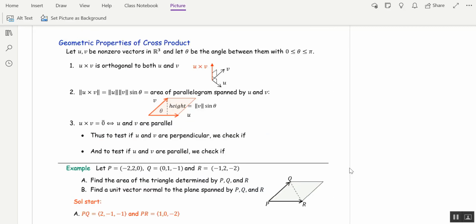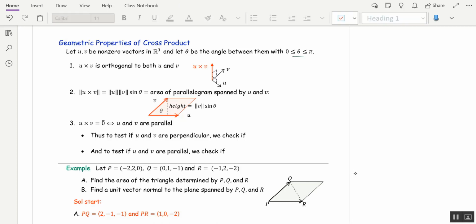Okay, and finally, let's talk about geometric properties of the cross product. Suppose u and v are 2 vectors in R3, and theta is the angle between them. Number 1, u cross v is orthogonal to both u and v, and that's a really important one. So that means u cross v dot u is going to be 0, and u cross v dot v is going to be 0. And actually, we saw an example of this first one on the first page. Second property, the length of u cross v is the area of the parallelogram spanned by u and v. And we're going to use that in an example below.